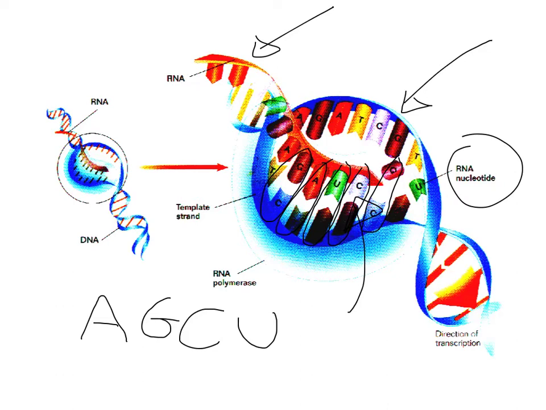Okay, so to recap, 2 key differences between RNA and DNA. RNA is a single strand, DNA is a double strand. RNA has A, U, G, C. DNA has A, T, C, G. The aim of transcription is to produce a strand of messenger RNA. This strand of messenger RNA will then leave the nucleus and travel into the cytoplasm.